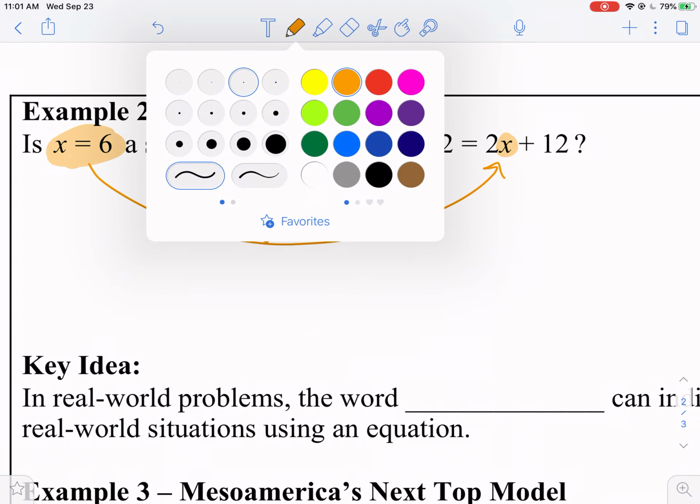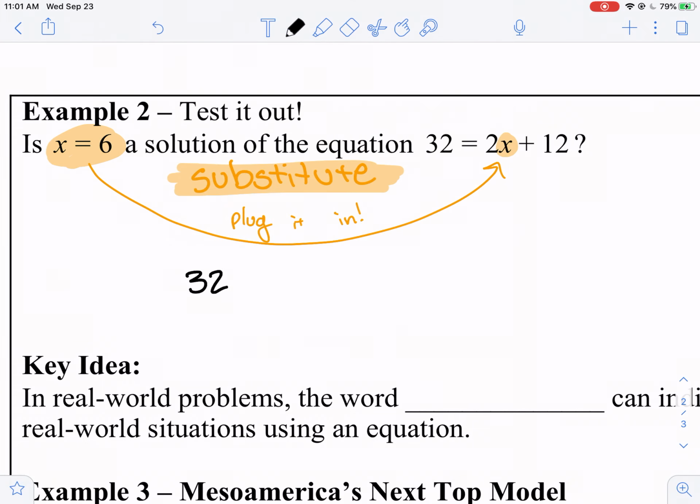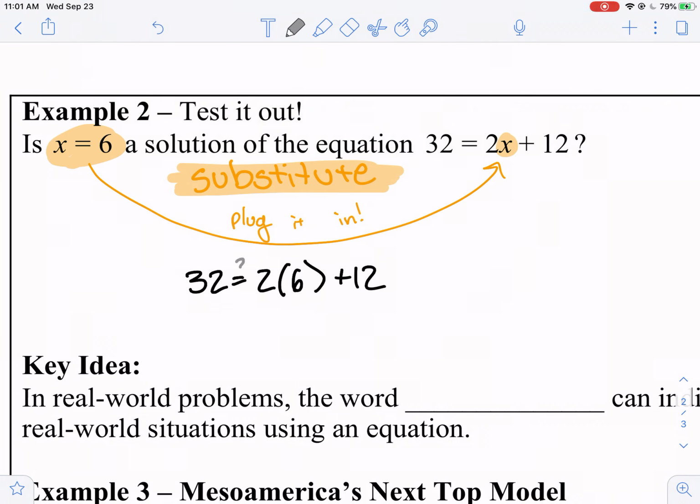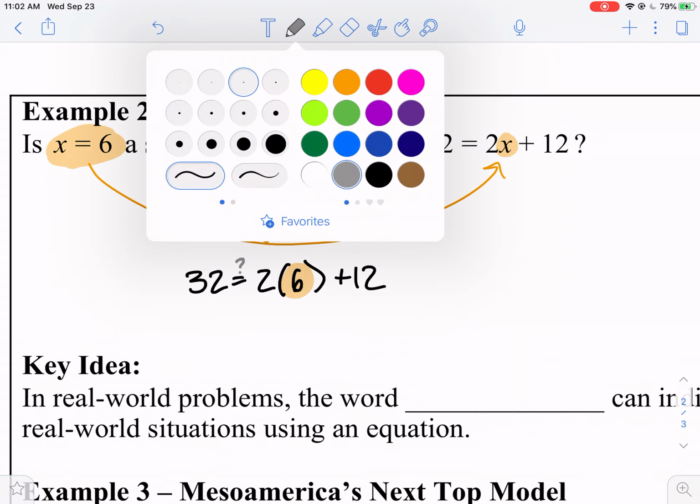That would give us 32 equals 2 times 6 plus 12. And because we're not sure, we want to figure out, hey, is this true? We put a little question mark on it. So we substituted 6 for where x was. I want to see, is it true?